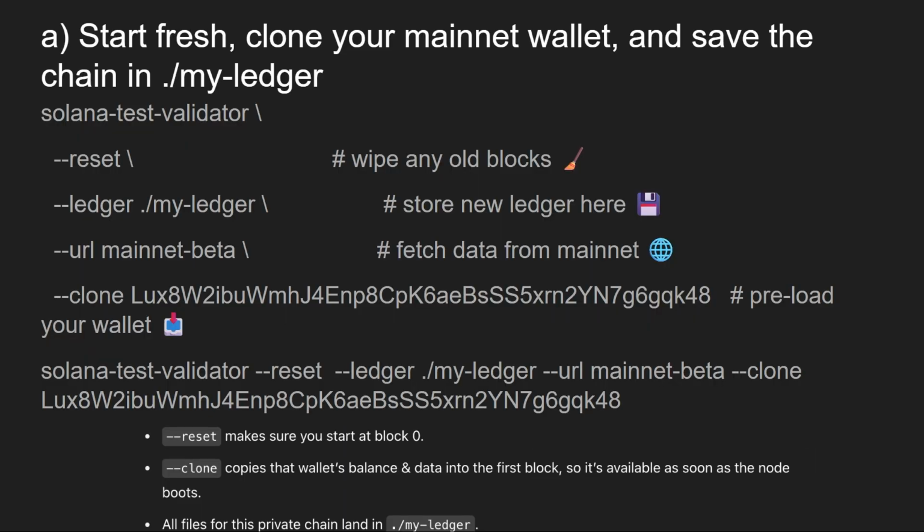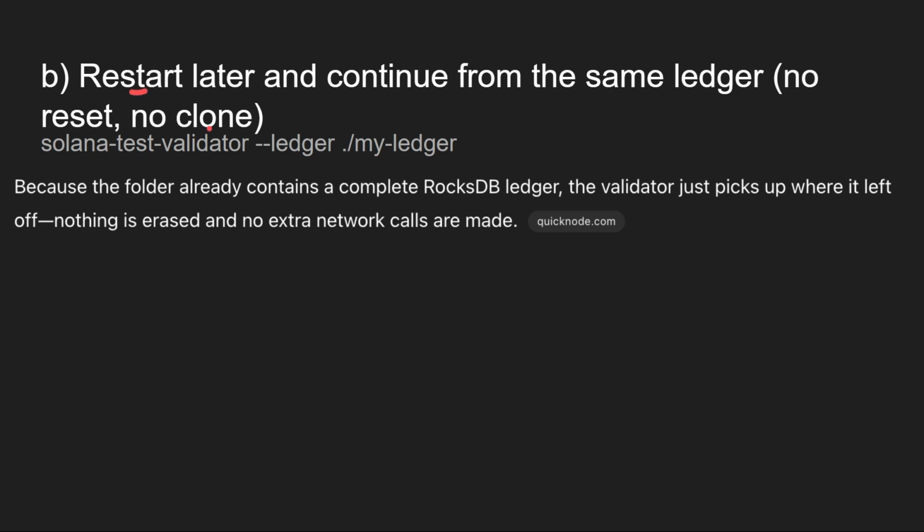Okay, so now let's see an example of how to start fresh and clone your mainnet wallet and save that in the chain. As we said, it is the previous command. So you will run solana-test-validator, and we're resetting the old ledger, so all the content in this folder will be deleted and we have a fresh start. We're storing here, and we are fetching data from mainnet beta and cloning my wallet data, state and balances. If we want to restart later but not delete the same ledger, we are going to run solana-test-validator --ledger and then the path to the ledger.